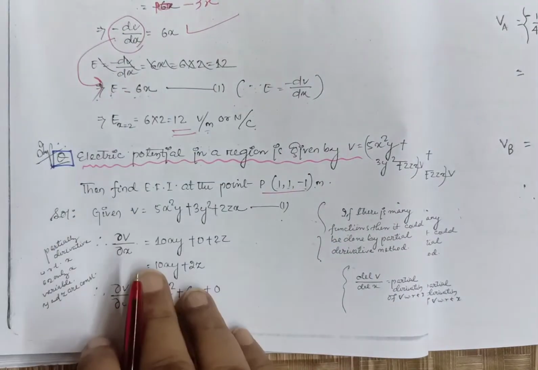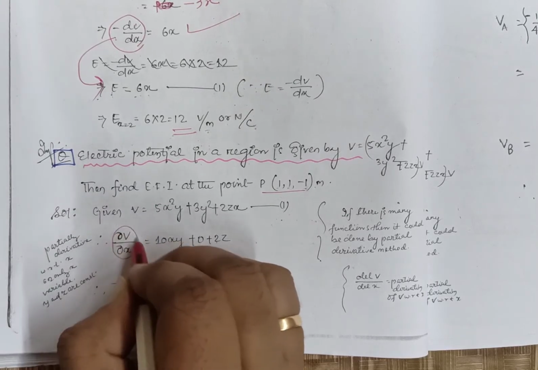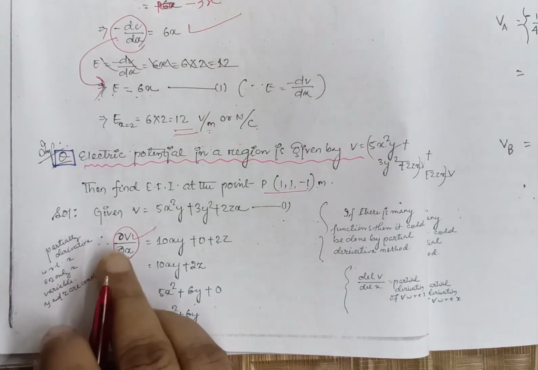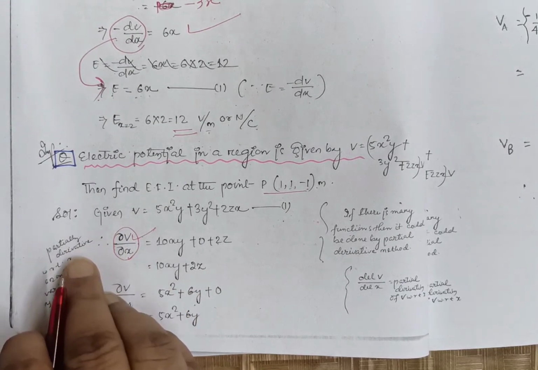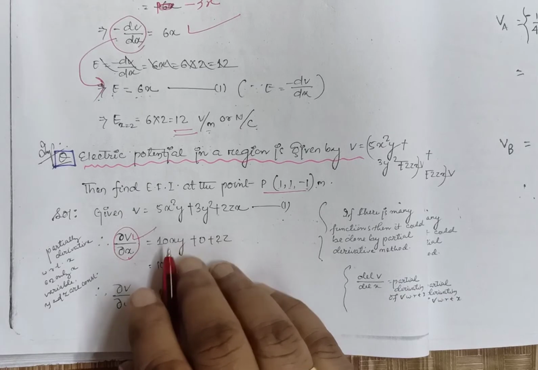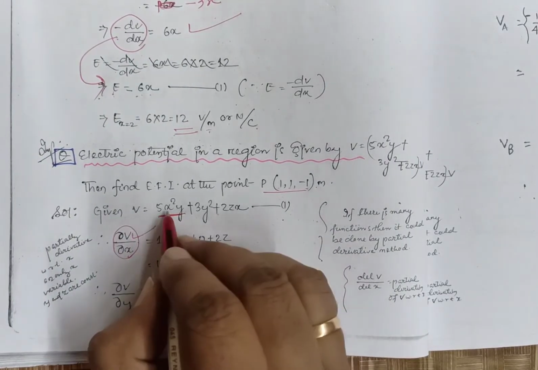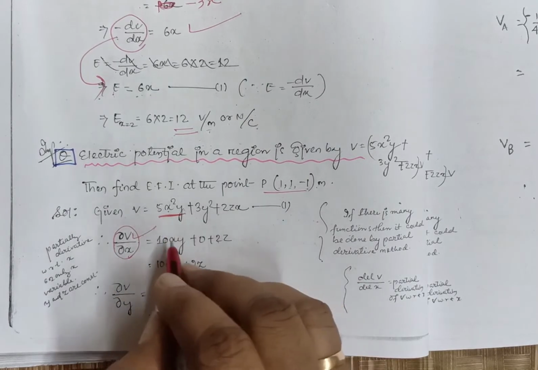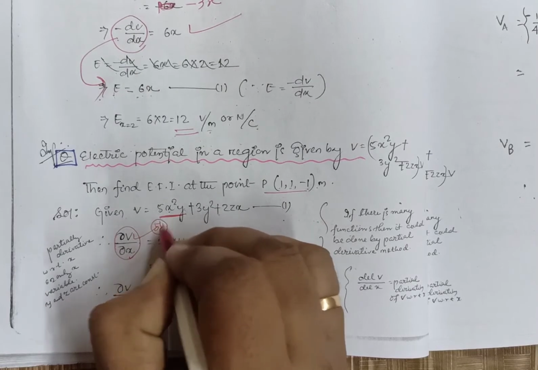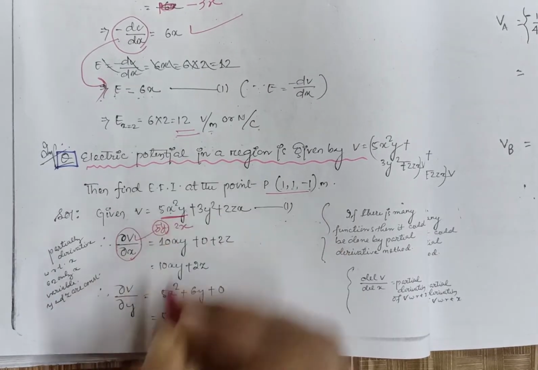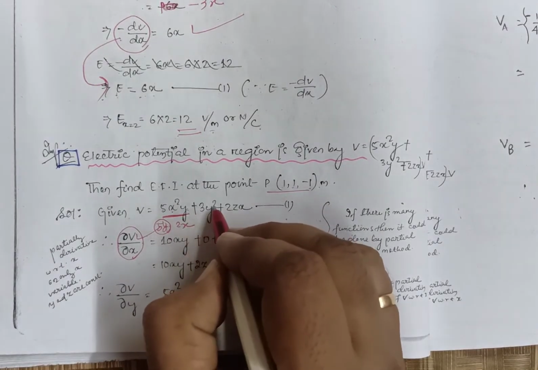Simply put the derivative formula, but you should remember that while you are doing the partial derivative with respect to x, only x is variable; y and z remain constant. So just check carefully. For the 5x square term, first we derive. Only x is variable, so 5 and y are taken outside. The derivative of x square is 2x. So the answer is 10xy. Similarly, 3y square.